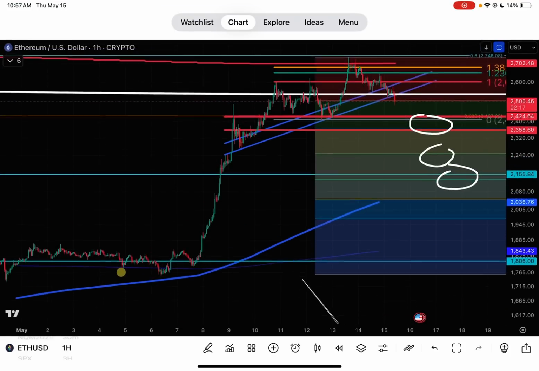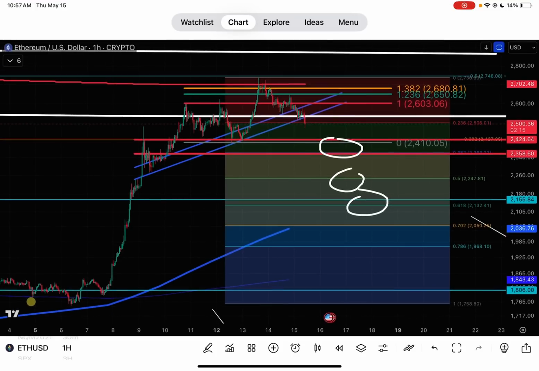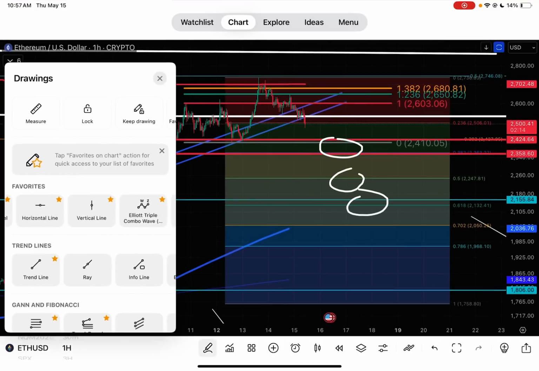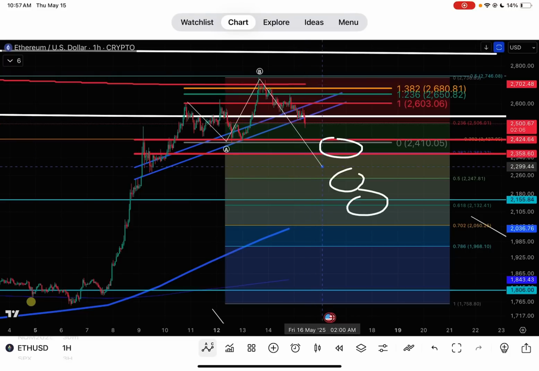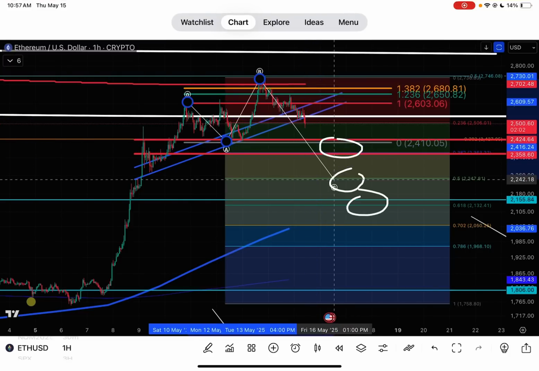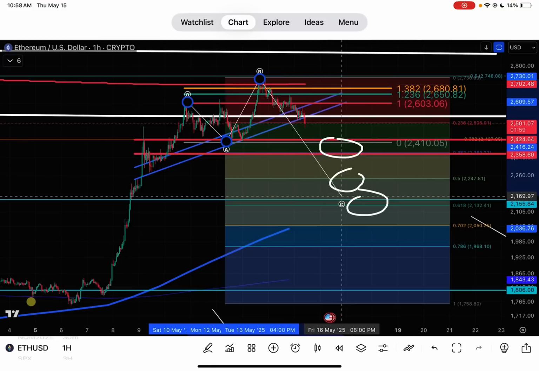Taking a look. Right, so this could be your A wave, where you have a 3 down in your A, a 3 up in your B, and then we're working on a 5-wave move to the downside for your C wave, which can terminate at any of these retracements here.